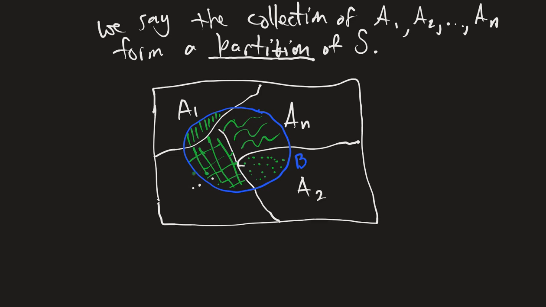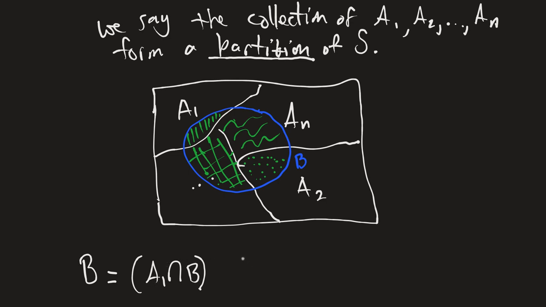So I'm using the same color to say this is one set B, but it's almost like it has been partitioned by our sets A1 through AN. So instead of just thinking of B as a whole, B can be written as, okay, take the part of A1 that intersects with B. So look at this part. So let me say it like this, A1 intersect B, right?